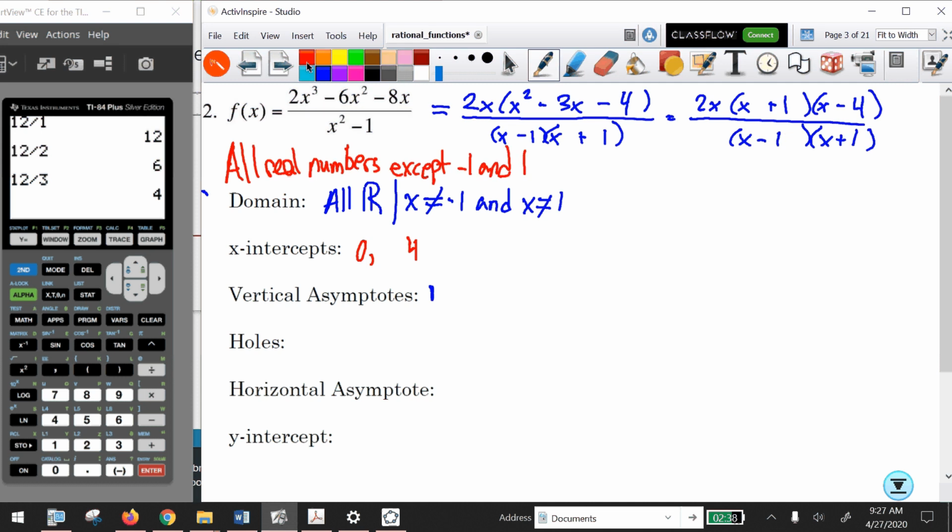Holes. Holes are zeros of both the numerator and the denominator. So they're points of discontinuity that would equate both the numerator and the denominator to 0. So if we put in a -1 here, it would make the numerator equal 0, and if we put a -1 in the denominator, it would make it equal 0. And that's why there's a hole at -1. Horizontal asymptote. The rule for horizontal asymptotes, when the degree of the numerator is greater than that of the denominator, is that there is no horizontal asymptote.